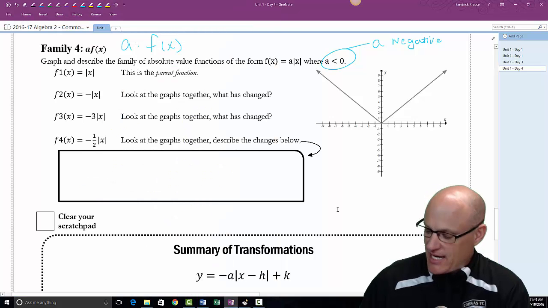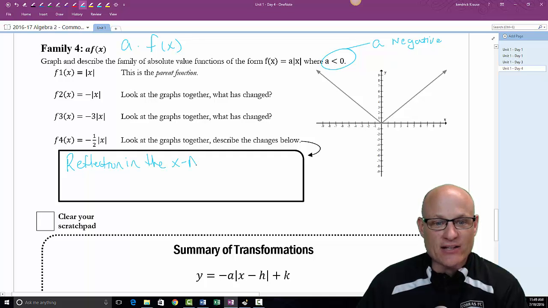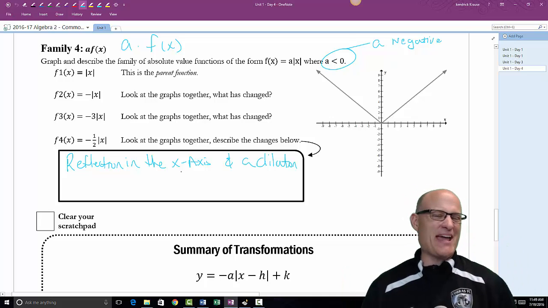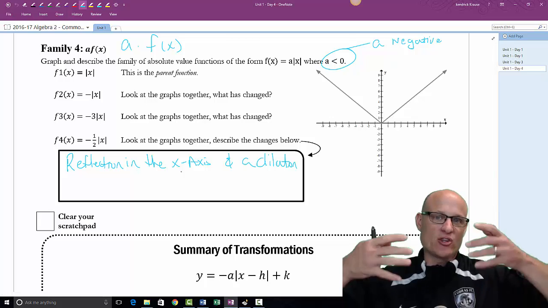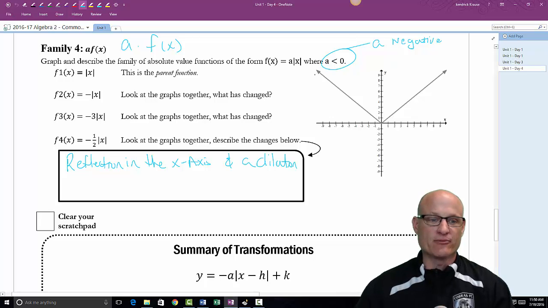Okay, so again, it's a dilation, but it's also a reflection in the x-axis and a dilation. So it's the same as the last time. The only difference is now we've got the reflection, and then it's either going to get steeper or wider, depending on what that number is in front.